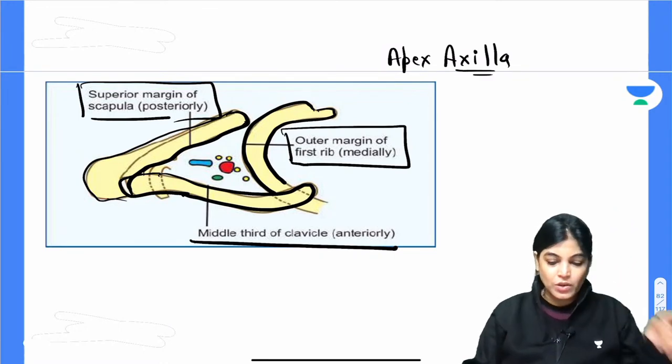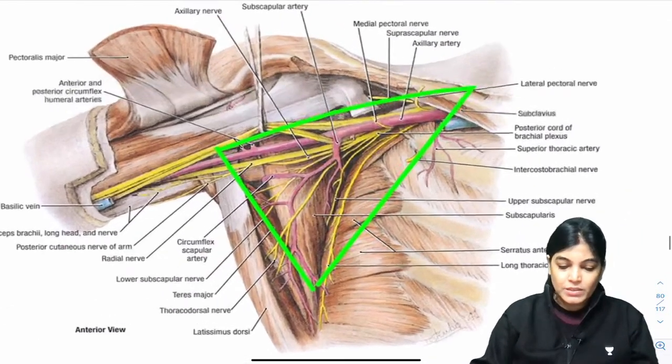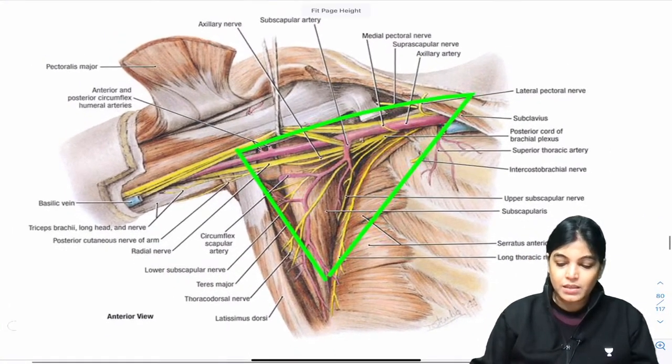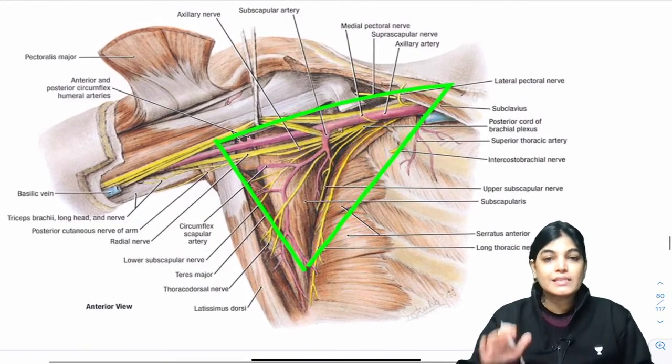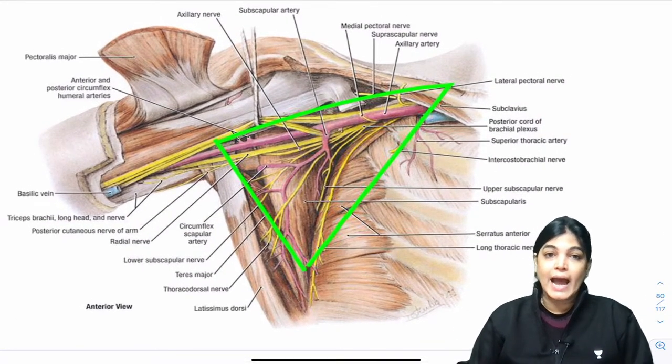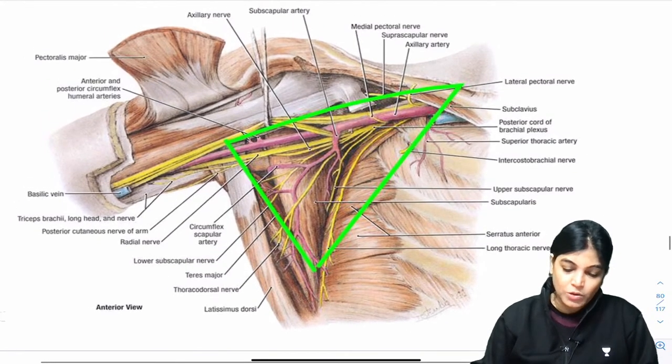Now I would like to tell you about the base. So let's talk about the base. Can you see here the triangular area which is highlighted in the green color? Exactly this triangular area is the axillary region, and today's session is about the walls of the axillary region and about the contents of the axillary region. So in this diagram, let me give you an elaboration. We will talk about the base.